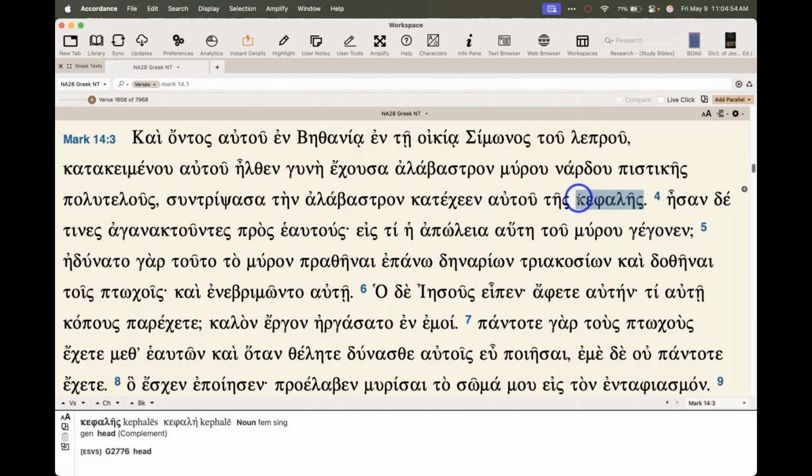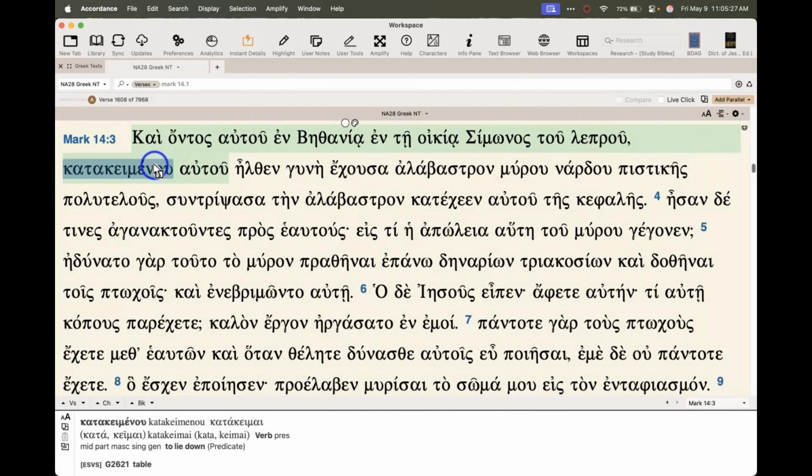Let's just go left to right, and then I'll shift back to the handout. But left to right, something like, "And" or "now," being in Bethany, him, in the house of Simon, who had leprosy, or Simon the leper, reclining, him. So then we're going to see that this actually is what's called a genitive absolute. This is a standalone clause, so it would be something like, "Now while he was in Bethany at the house of Simon the leper, reclining at the table."